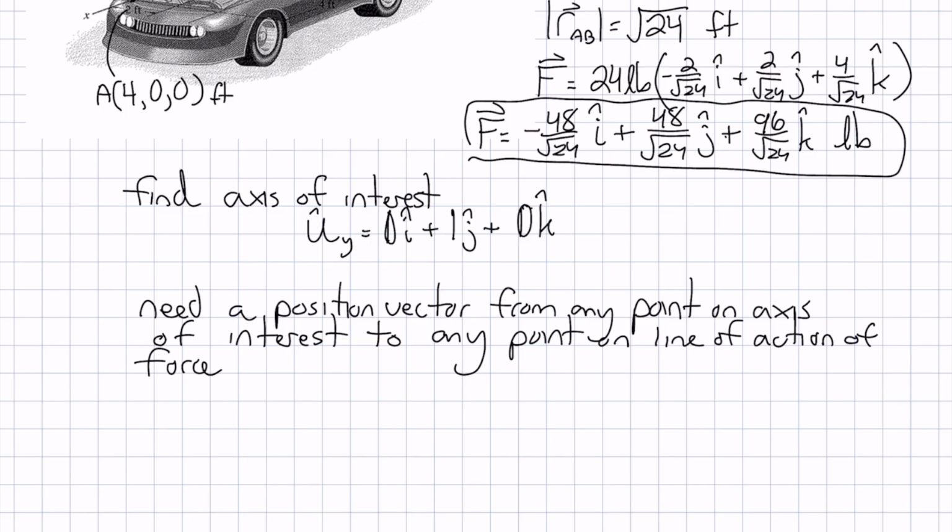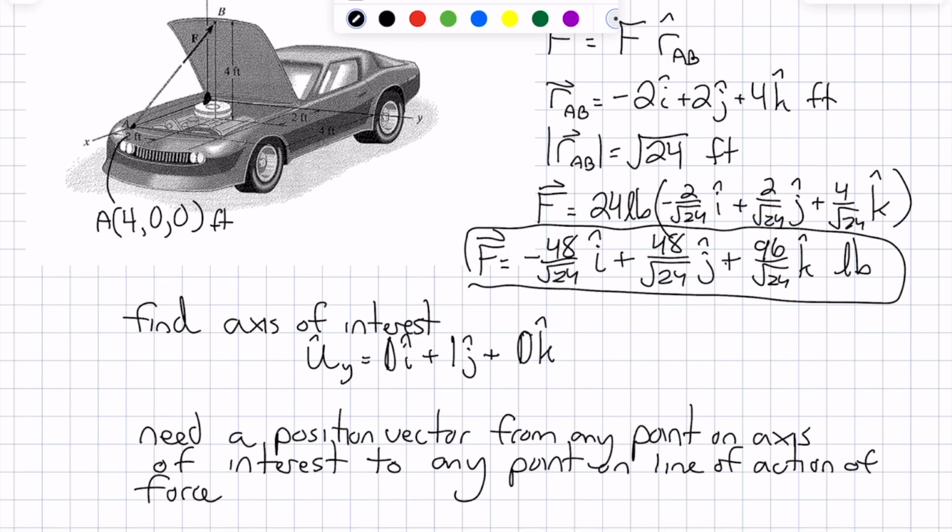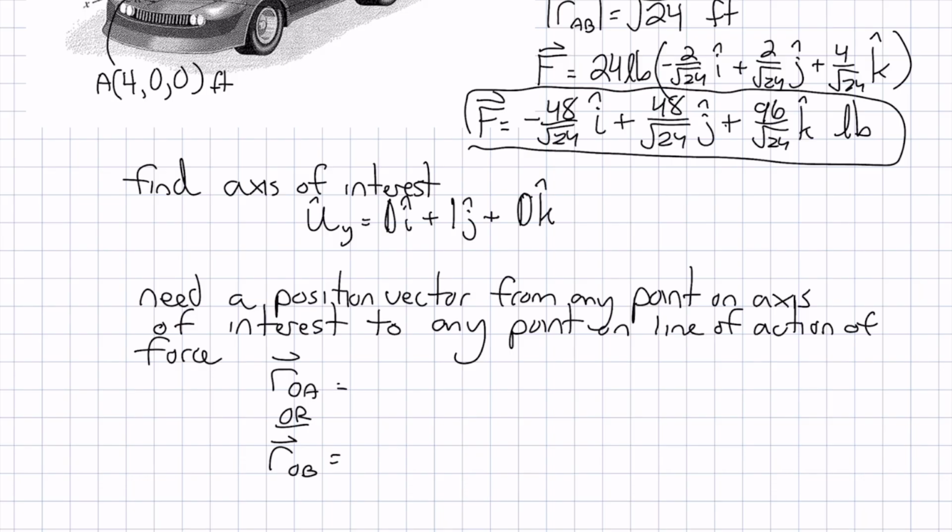So notice there's a couple of things. First off, I think the easiest thing to do is take the origin here, because it's on the y-axis, so that makes a nice easy point. Then you can go to any point on the line of action. So you could use ROA or ROB, where ROA is just 4I plus 0J plus 0K, and ROB is 2I plus 2J plus 4K. Hey, we already sort of found these, so that's good.